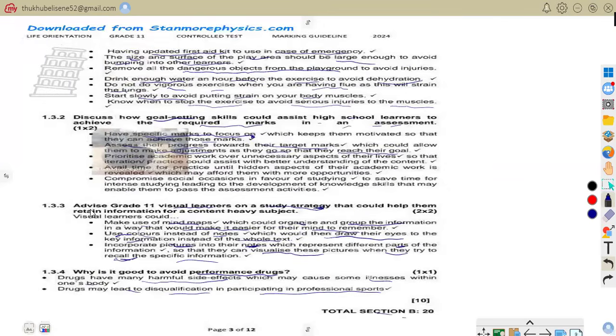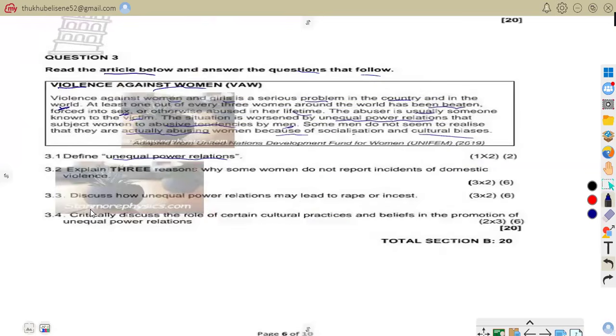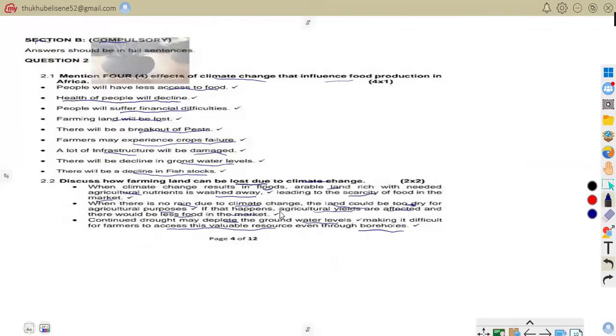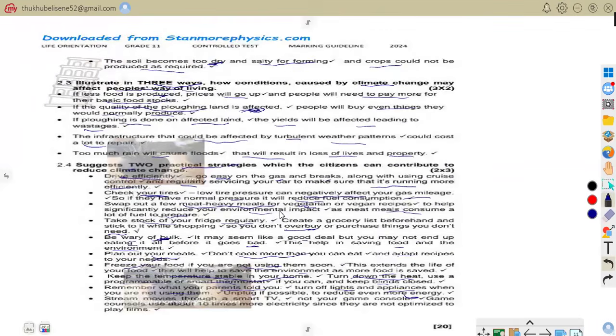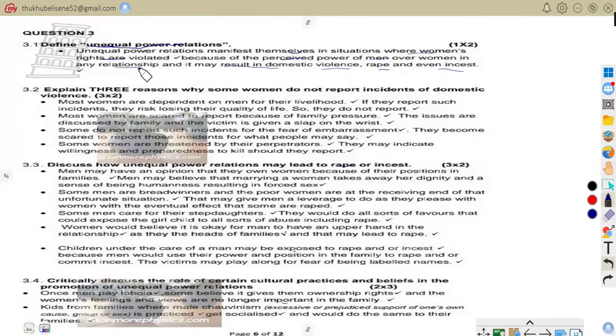So let us be on 3.2 now. It says explain three reasons why some women do not report incidents of domestic violence. Let us be on those answers.